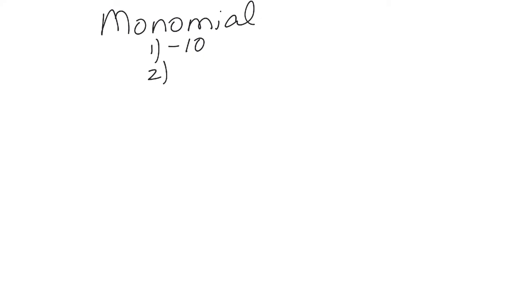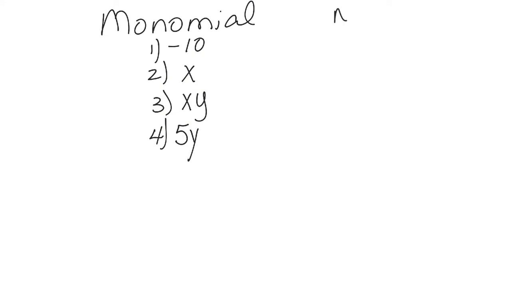Today we're going to talk about monomials. A monomial is an integer, a variable, or a product of the two. They will look like the following. It could be -10, it could be x, it could be xy, which is a product of two variables. It could also be an integer times a variable, which would be 5y.